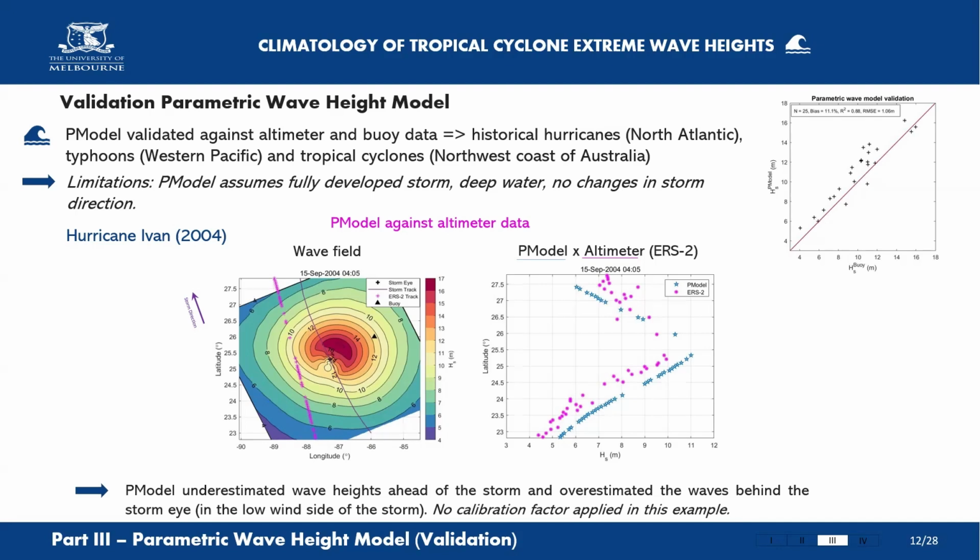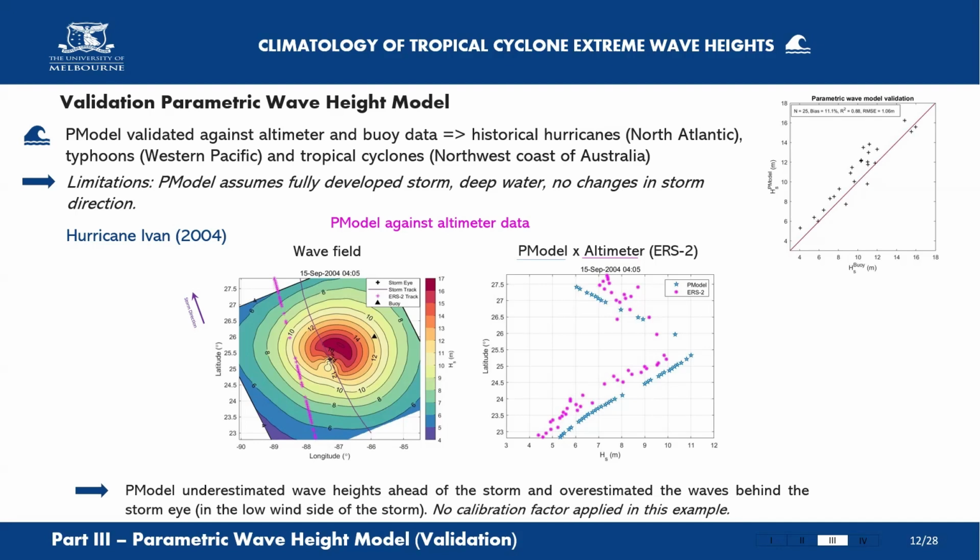Question. Do we know which ocean is which? Because you compare three different oceans here: North Atlantic, Western Pacific, and Australian coast, right? Yes, this case is for the buoys in the North Atlantic. No Australian, no tropical cyclones here, but these ones are for buoys in the North Atlantic. And yes, we have this positive bias, that's why we use a reduction factor in our parametric model.